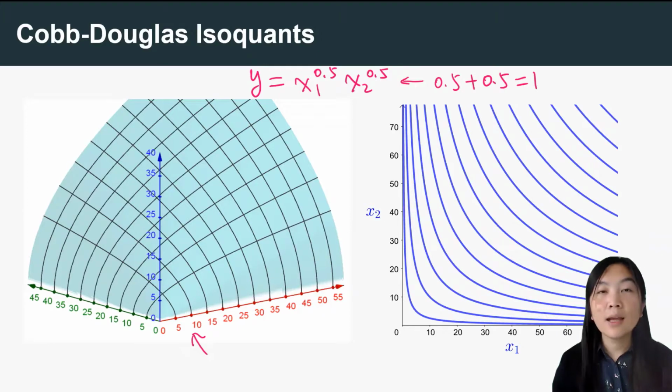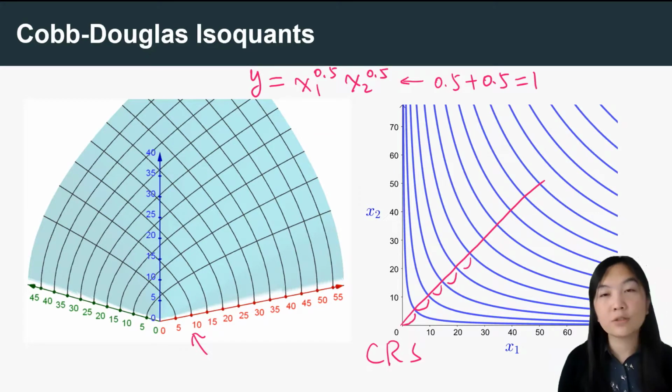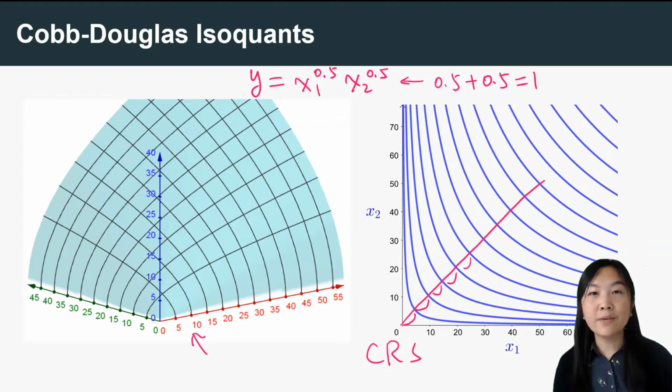So for the isoquant, if we're having CRS, then if we are moving along a ray line, the distance between those different isoquant curves should be the same. So this is a symmetric Cobb-Douglas function.